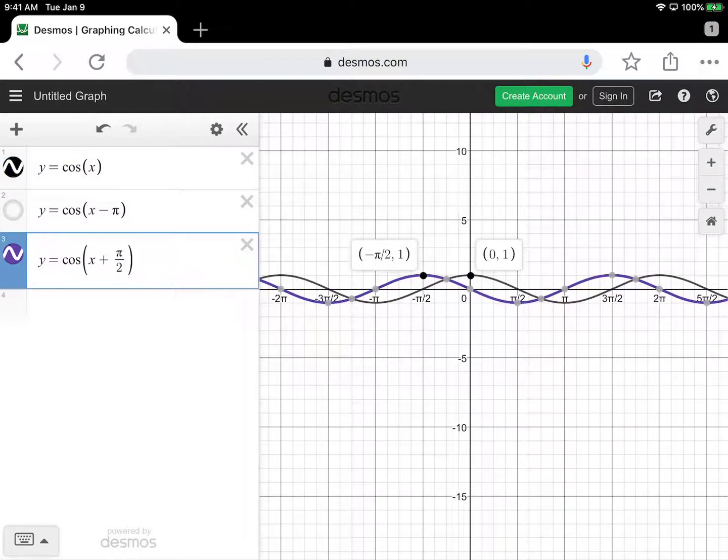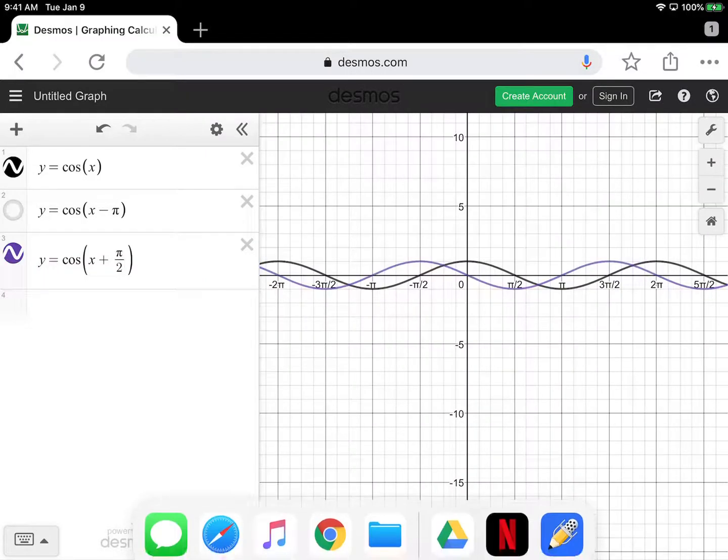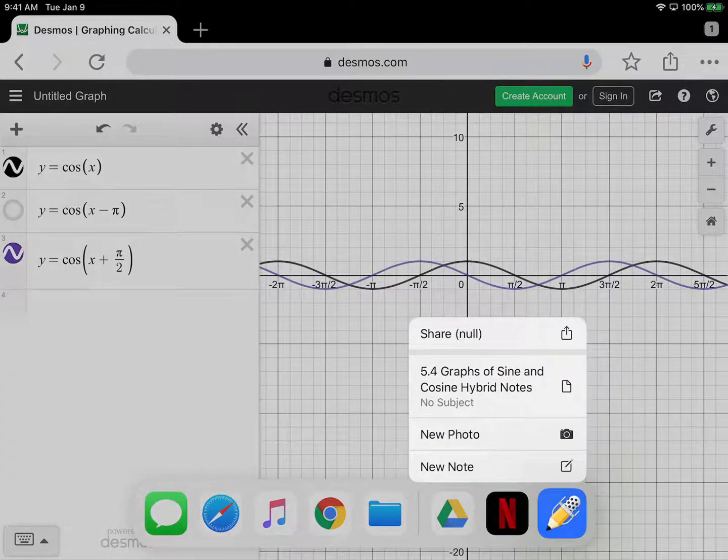And if we follow that, see how our outputs are 1? It looks like our inputs went from 0 to negative pi over 2. But this is plus pi over 2. So that's letting me know that it's actually going to the left pi over 2, not to the right like you most likely would think. And we could play around with numerous graphs, but this will always be the case.